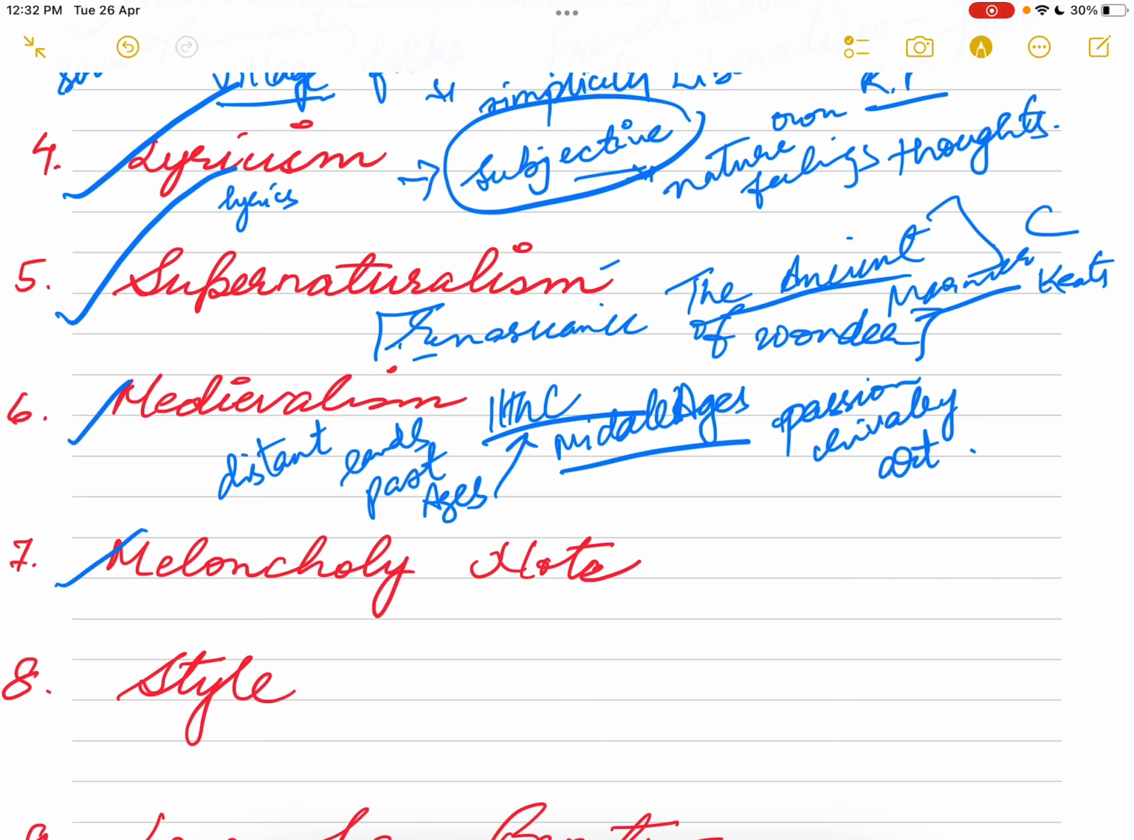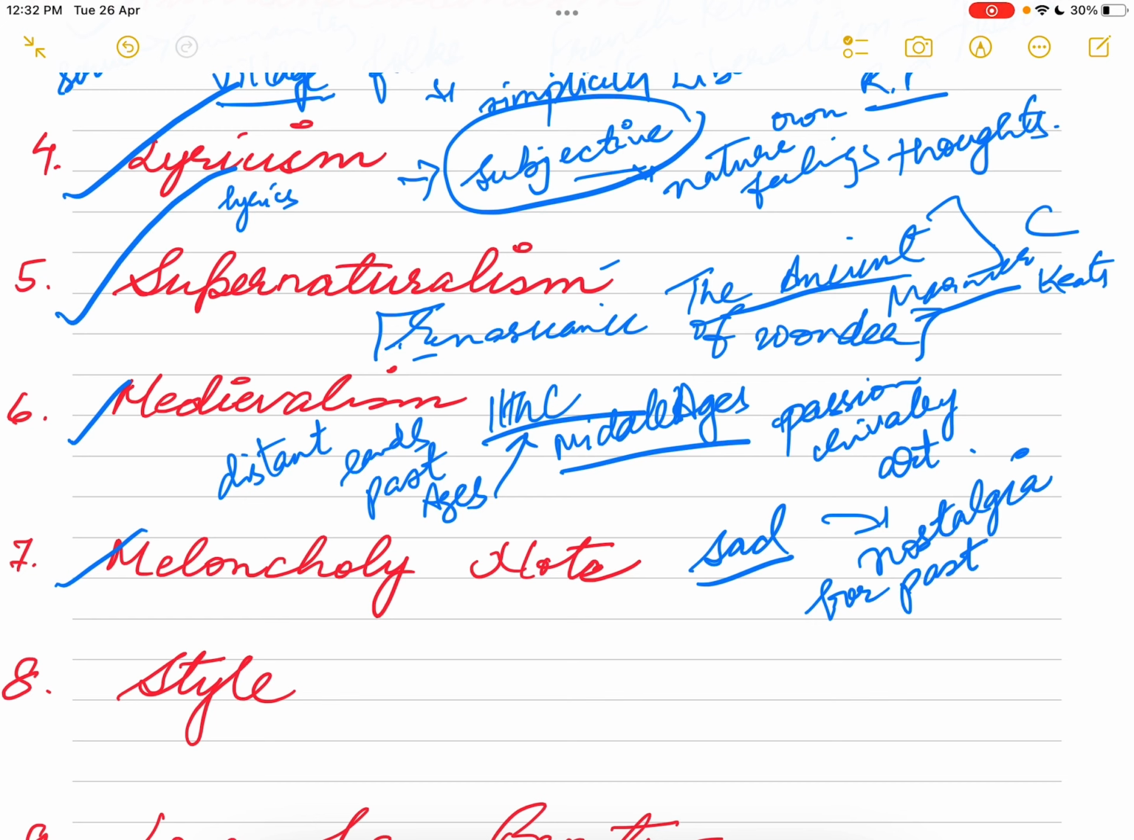Next is the melancholy note. Melancholy means sad. There is a sad note, a note of melancholy in romantic poetry. And what kind of sadness is there? There is nostalgia basically. Why is there sadness? Sadness is nostalgia. What is nostalgia? When you remember something of the past and you feel bad about it, we call it nostalgia. Nostalgia for past glory or experience of sadness.